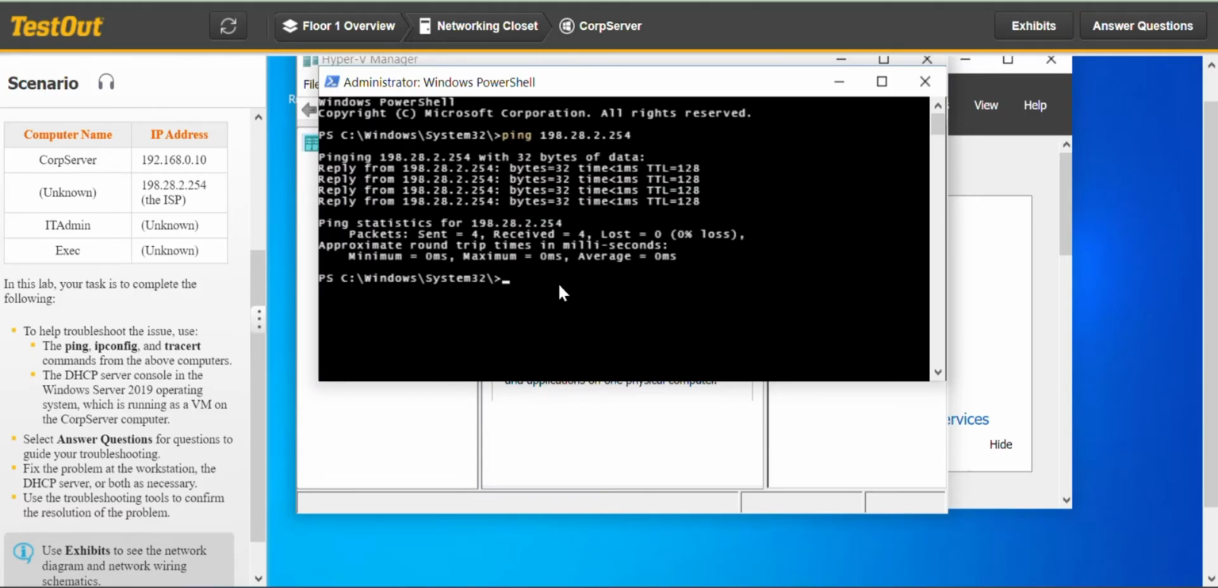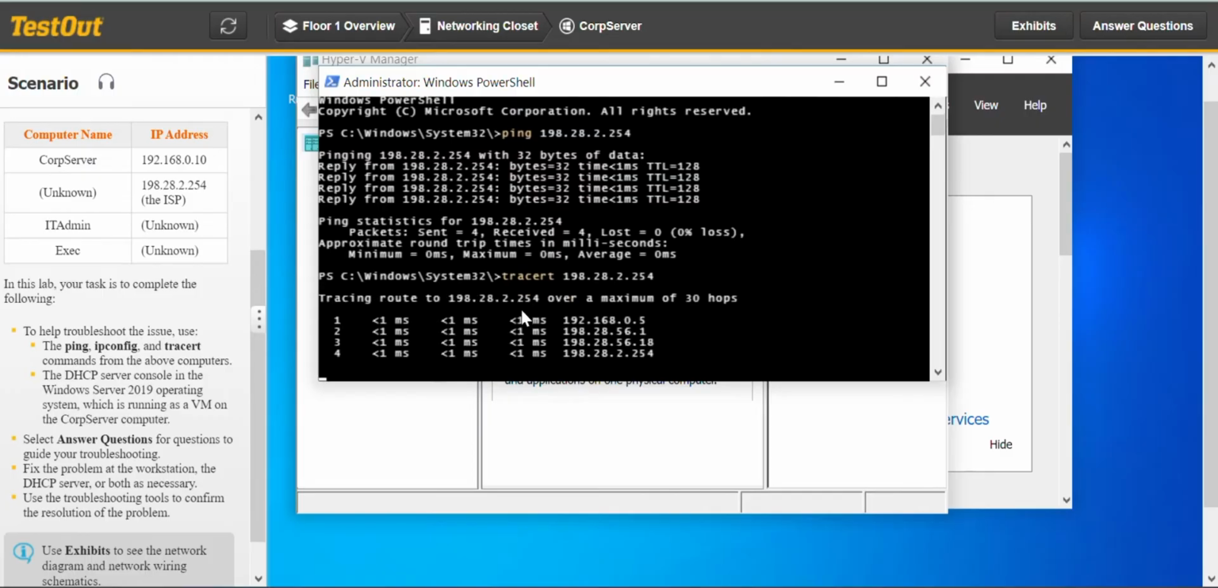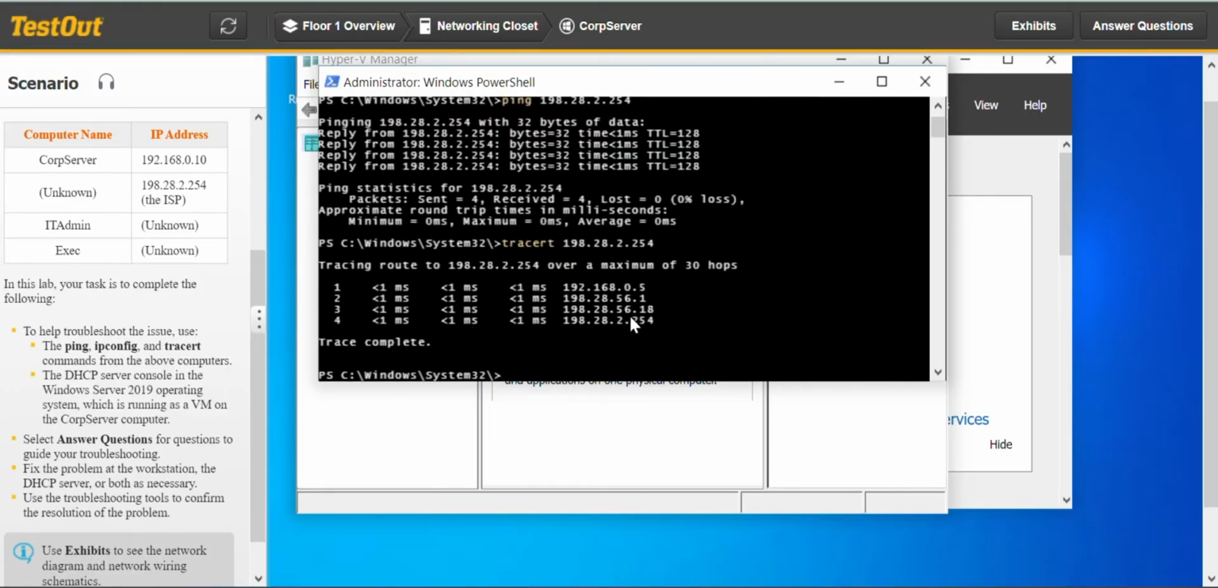So we're able to ping the ISP on the COP server. The ping was successful. Let's run the tracert command, tracert 198.28.2.254, over 4 hops, which is also successful. We can see the prompts.